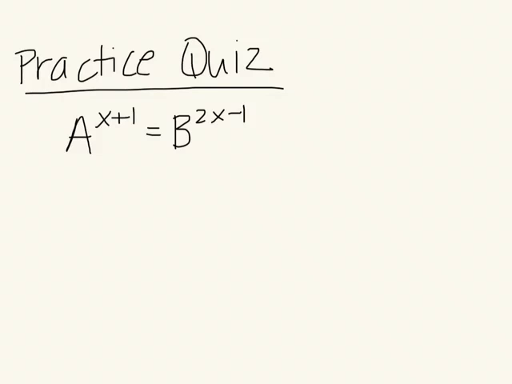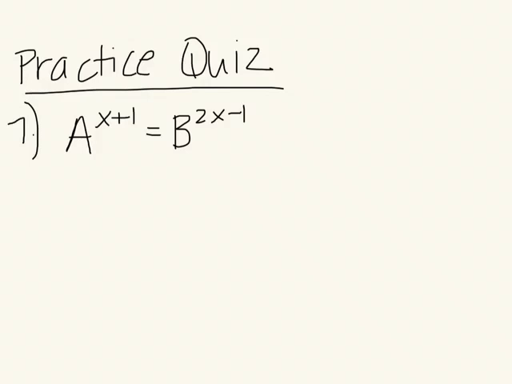This is the last problem on your practice quiz, number 7. This is one with bases that are variables as well as x that is a variable for you. You're only going to get an exact solution here. If we knew what a and b were, then we could get an approximate solution as well.